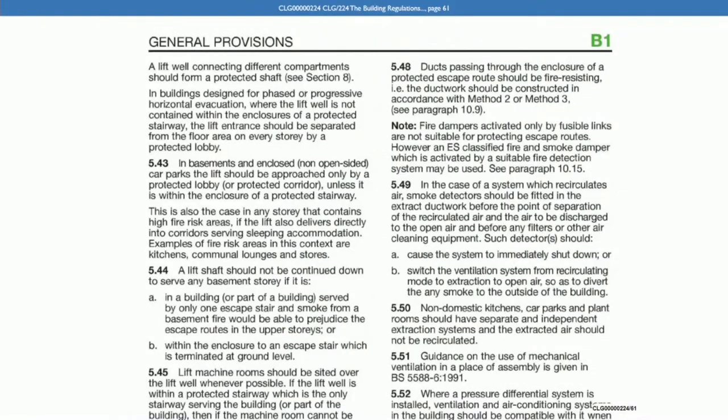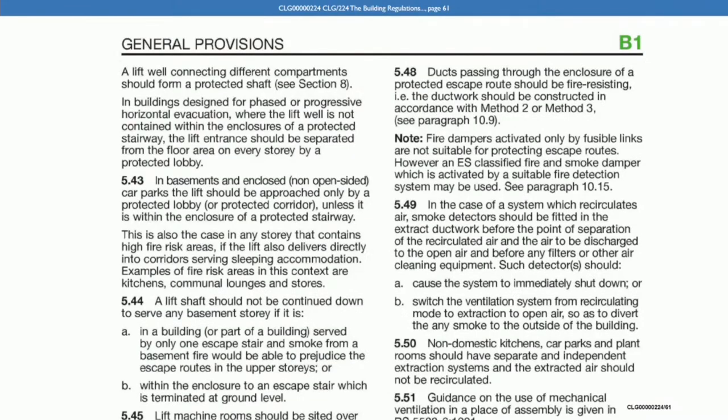Now, in terms of the need for the S classification, if we come back to the question of whether these S-certified dampers were required at Grenfell Tower, let's go back to ADB at CLG 50224, and I want to look at page 61. We look at paragraph 5.48 at the top of that page, and that says this: ducts passing through the enclosure of a protected escape route should be fire resisting, i.e. the ductwork should be constructed in accordance with method 2 or method 3, see paragraph 10.9 below. And then there's a note below that.